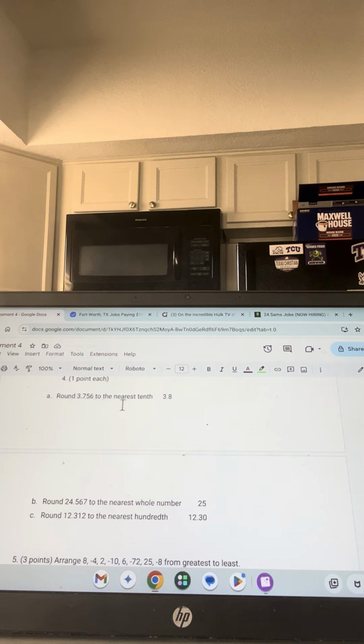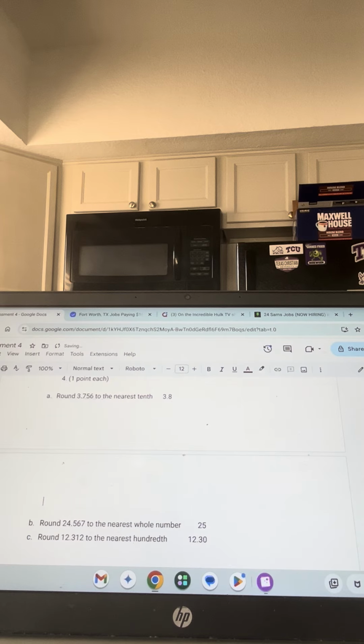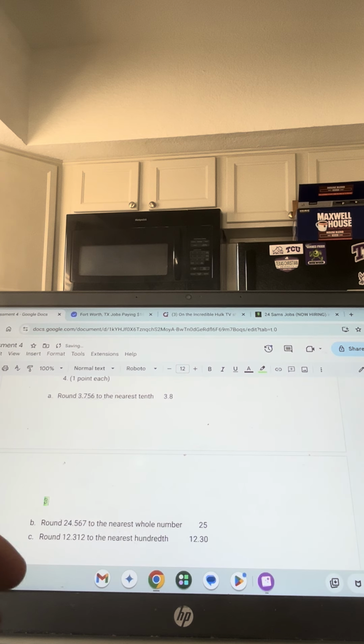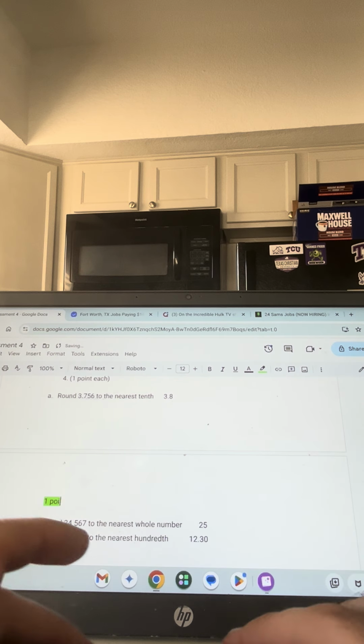Round 3.756 to the nearest tenth. 3.8. Yep. So look to the right of the digit. 5 is 5 or greater, so the 7 increases to an 8. So that's good. You got that one right. Not sure why it's doing that. It's interesting. So you got that one right. So you get 1 point.